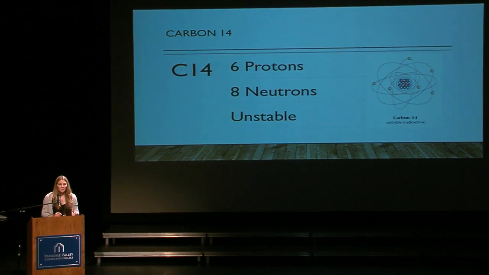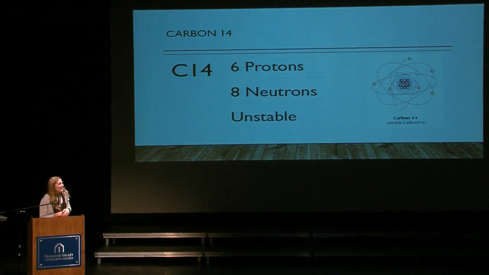Carbon-14 consists of 6 protons and 6 neutrons. Oh, sorry, that's carbon-12. Carbon-14 consists of 6 protons and 8 neutrons. What that means is that it makes the atomic structure of that unstable, so it wants to change. And when it goes through that change, it's what we call radioactive decay.